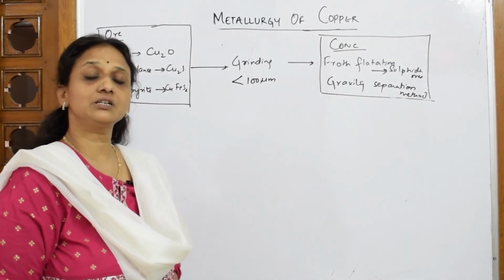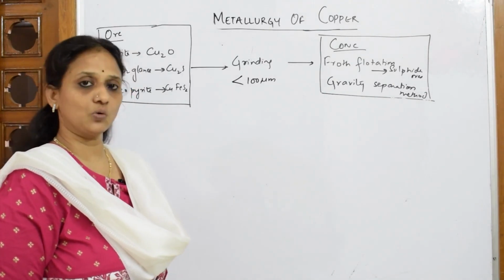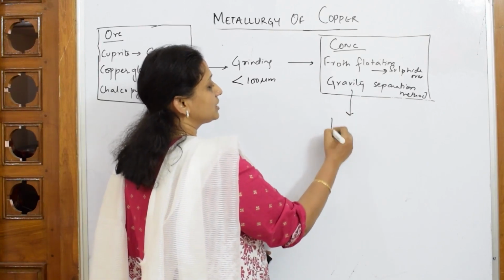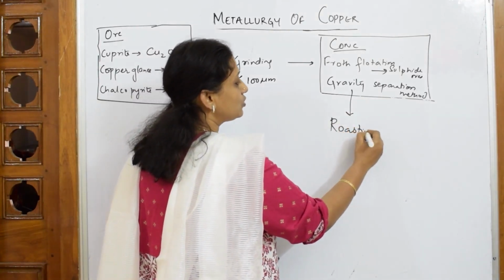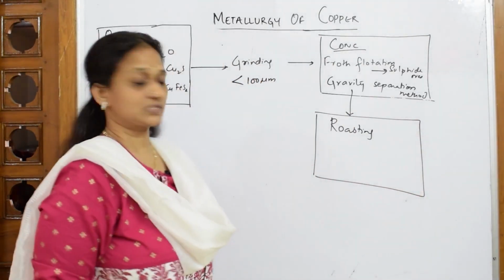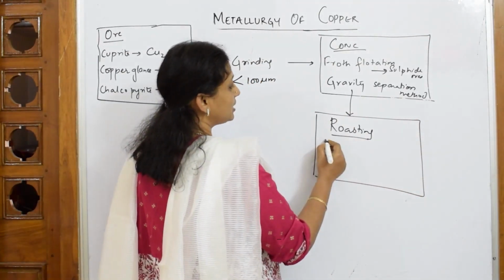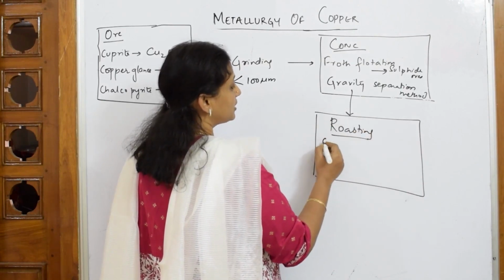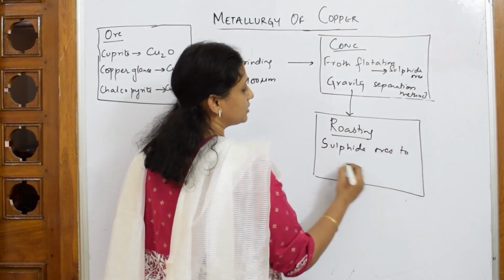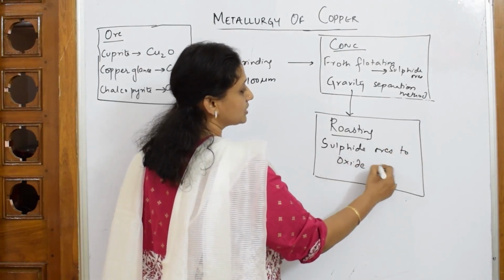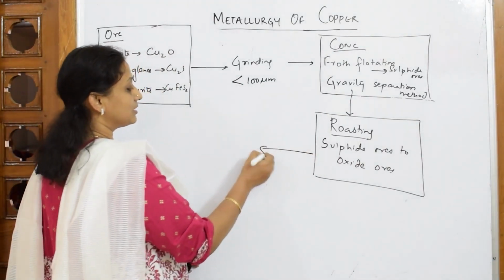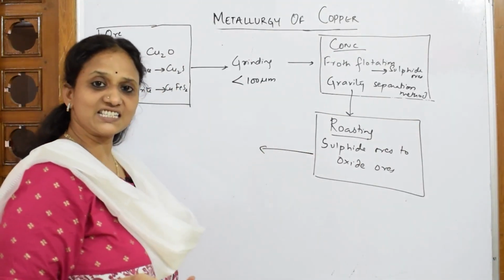From this concentration method, we are going to take this particular ore, observe carefully, to a process called roasting. Here we very well know roasting is a process of converting sulfide ores to oxide ores. So roasting, you're going to take it for conversion of, I shall write, sulfide ores to oxide ores. Okay, oxide ores. Now, simple. Once roasting is done, I'm going to proceed to the next step here.